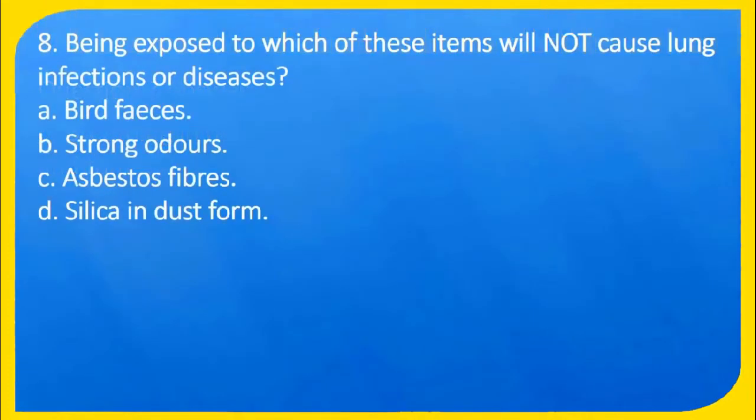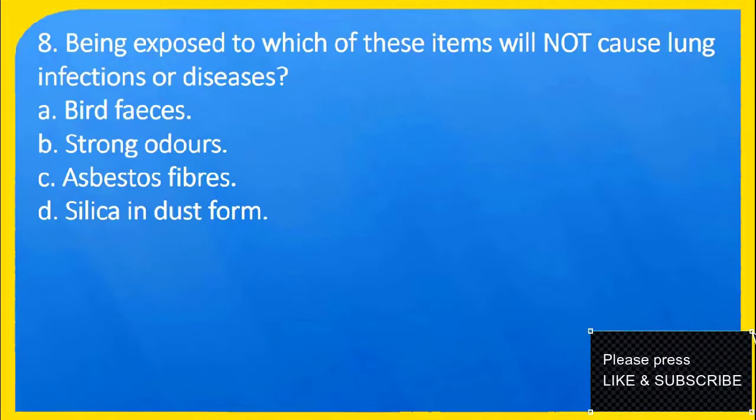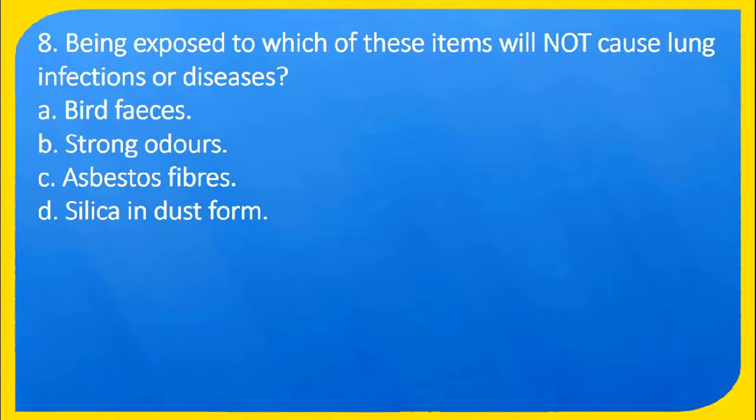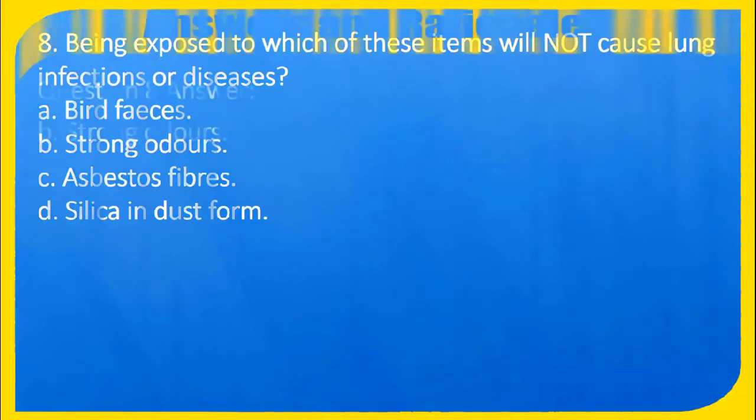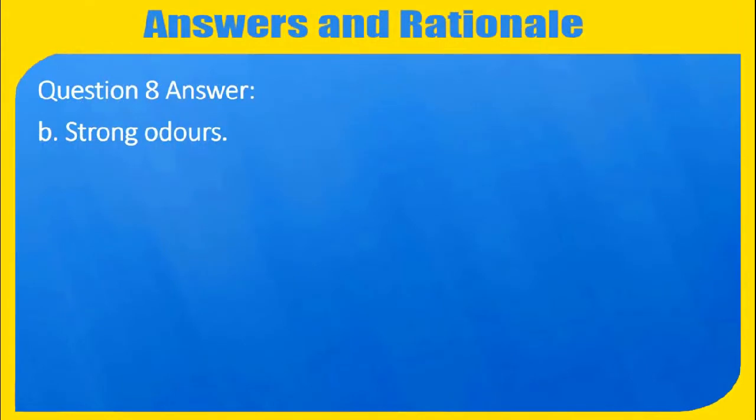Question 8. Being exposed to which of these items will not cause lung infections or diseases? A. bird feces. B. strong odors. C. asbestos fibers. D. silica in dust form. Question 8. Answer B. strong odors.